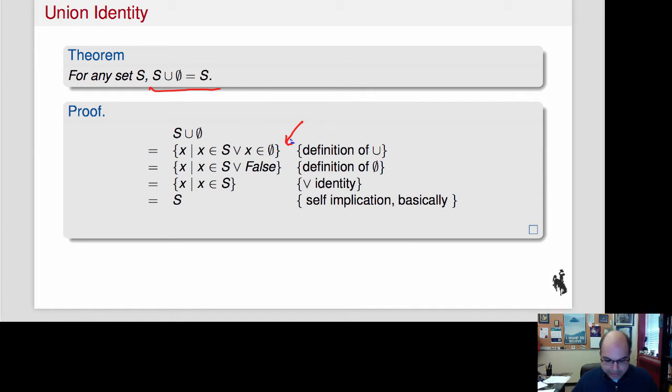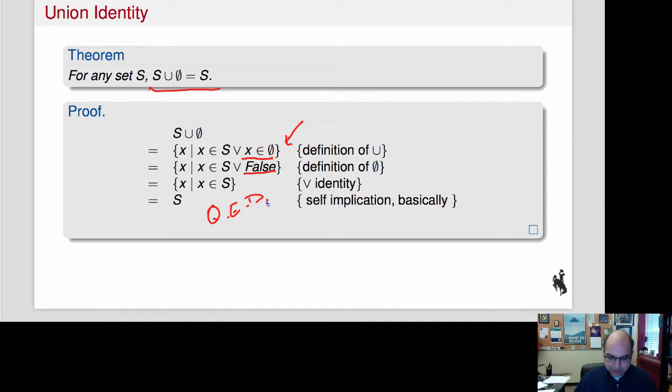by definition, that is the set of all X such that X belongs to S or X belongs to the empty set. But X belongs to the empty set? That doesn't make sense because the empty set does not have any members, so that's just simply false. Okay. Well, X belongs to S or false. We know that that's the same as X belongs to S, right? That's one of our axioms, or identity. And the set of all X such that X belongs to S, that's just the set S, right? Because this set contains all of the elements that are in S and nothing else. Okay. So yeah, good. That's QED.